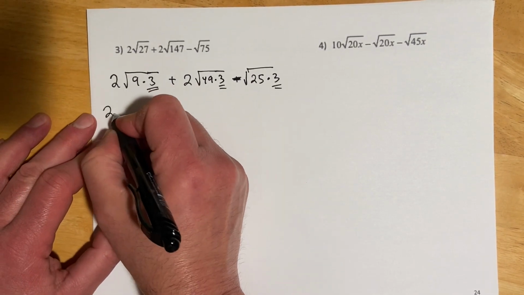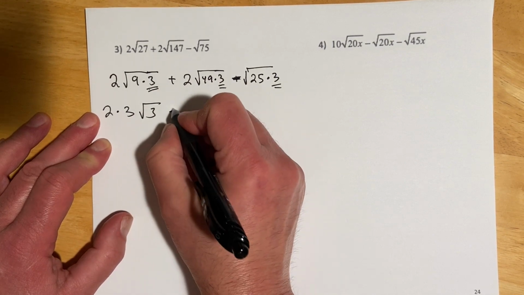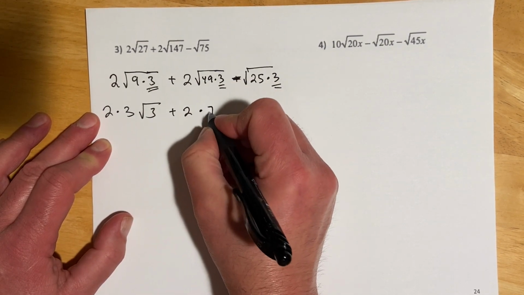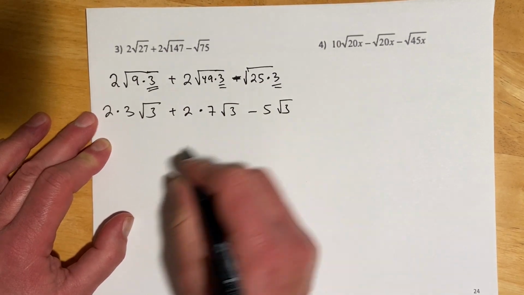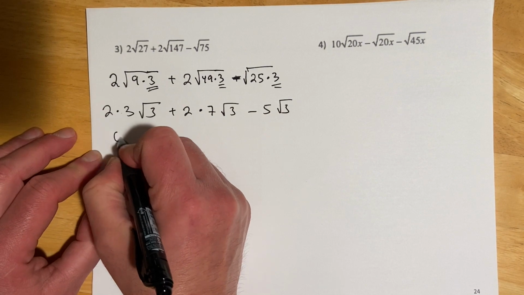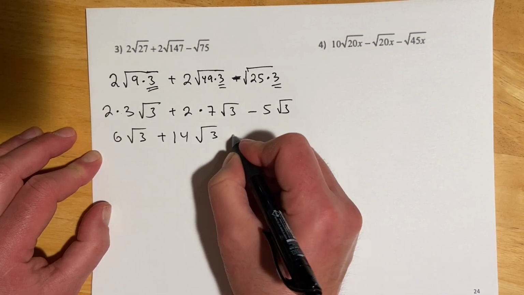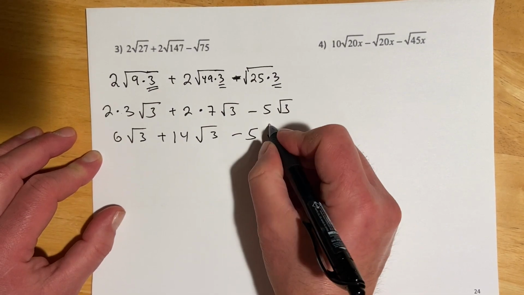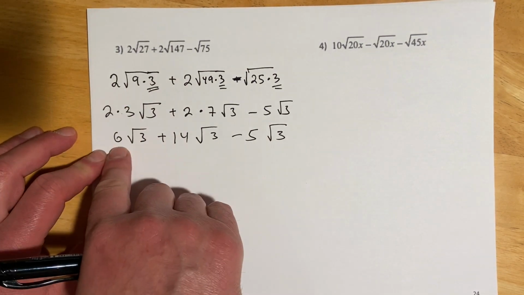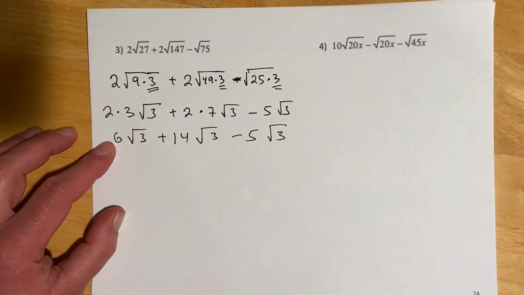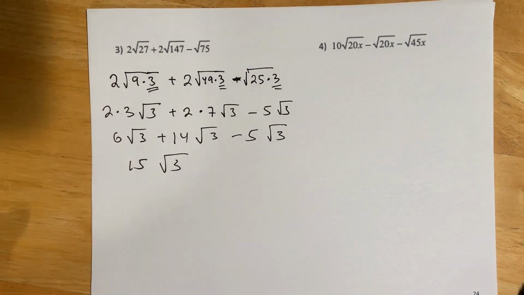So here we'll go 2 times 3 root 3, so the square root of 9 made 3. This one's going to be 2 times 7 root 3, and then minus 5 root 3. And then just cleaning that up a little bit further, we got 6 root 3 plus 14 root 3 minus 5 root 3. So this would be 6 and 14 is 20, and then minus 5 would give us 15 root 3.